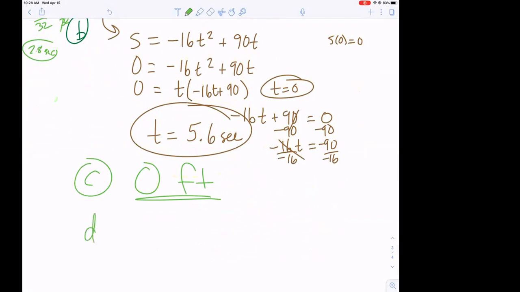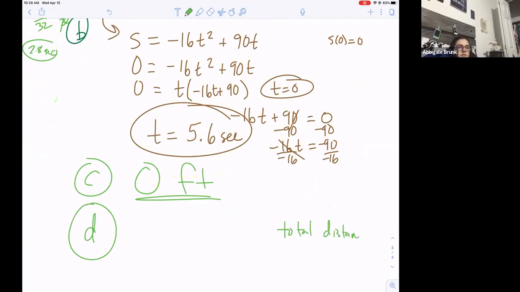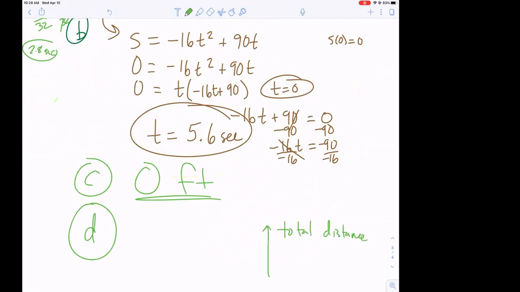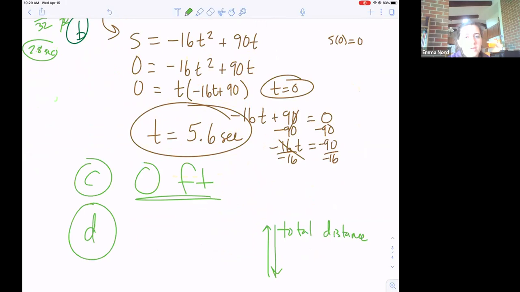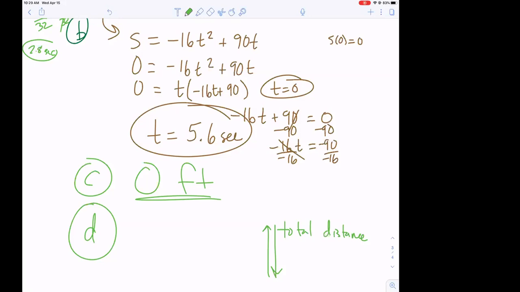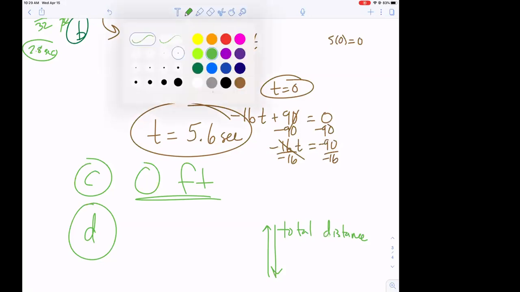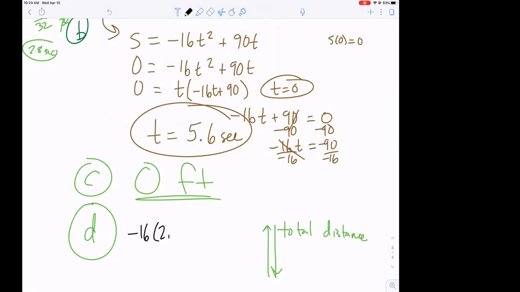But then D wants the total distance, right? So basically we got to figure out how high it went, and then we'll double that because that'll be how much it came down as well. Could we plug in 2.8 for t in the position equation and then double that answer? Yeah, I think so. I think that works. Let's do it. Somebody want to plug in? I like that way. That's good. Since we already know this is 2.8. Somebody want to plug in 2.8 to this and see what they get out. And then we'll double it.